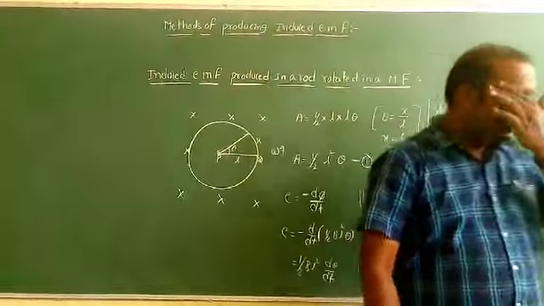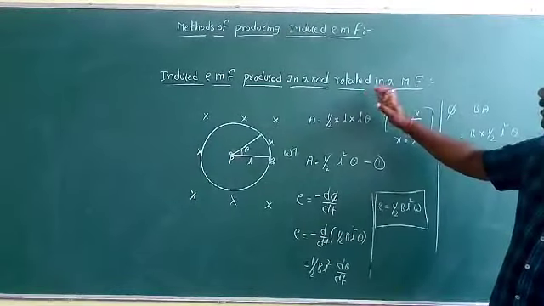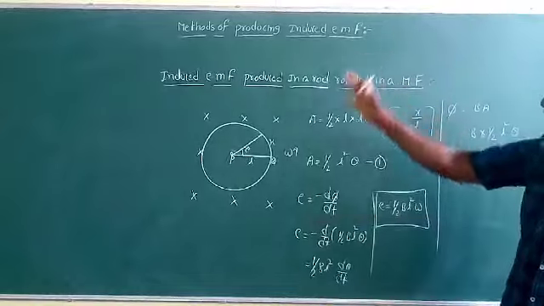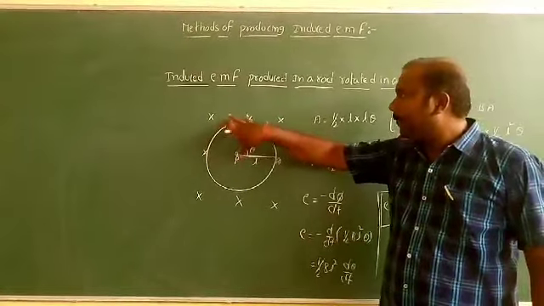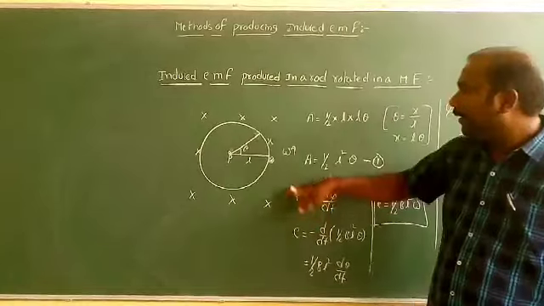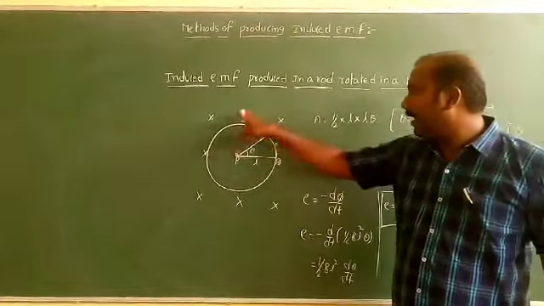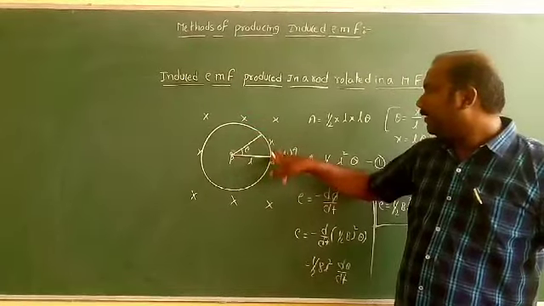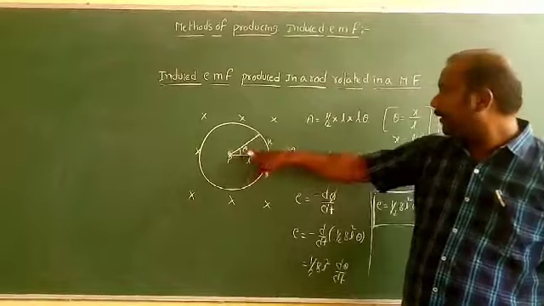So once again, let us see the explanation part. Induced EMF produced in a rod rotating in a magnetic field. This is the magnetic field which is applied perpendicular to the plane of the board. Next, consider a rod of length L which is rotating with angular velocity omega. It is initial position, it is the final position, x and angular displacement theta.